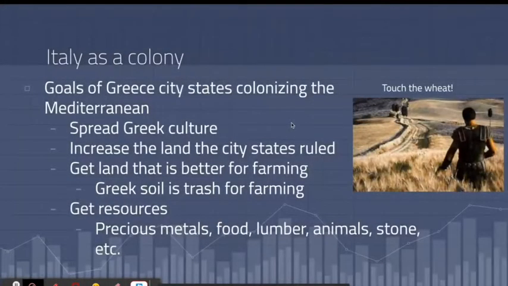All right, so the goals of the Greek city-states colonizing the Mediterranean. First of all, it was to spread Greek culture. We talked about that last time with Hellenization. Also, to increase the land and city-states' rule, to get land that's better for farming, since Greek soil is, again, not good for farming at all. Also to get resources such as metals, food, lumber, animals, stones, and so on. Look at that wheat field. It's majestic.